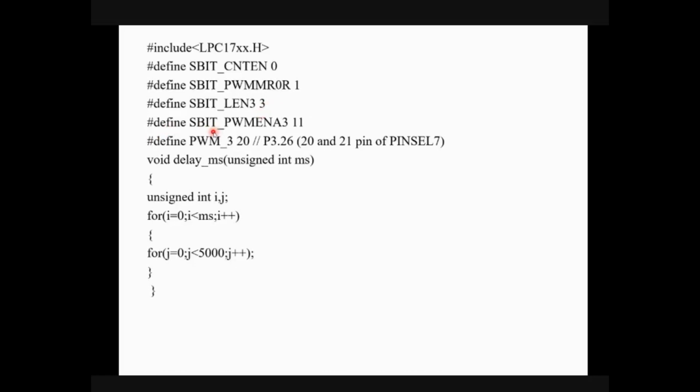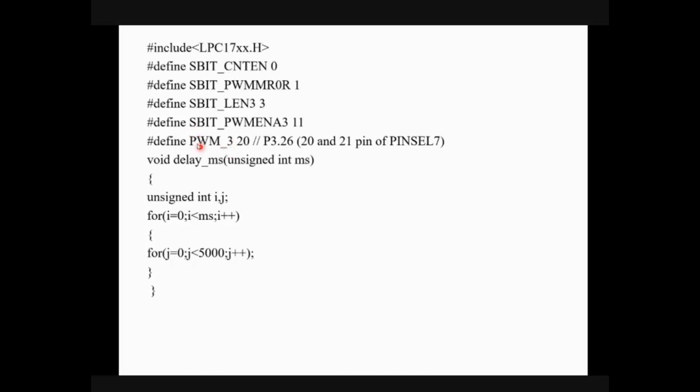Define SBIT_PWMENA3. ENA means PWM enable 3. I told why the 11th bit: the 11th bit is dedicated for the PWM3 enable operation. So I'm selecting the 11th bit here and I'll be sending 1 on this bit to enable it, and that I'll be doing in the next coming lines of the program. Define PWM_3.